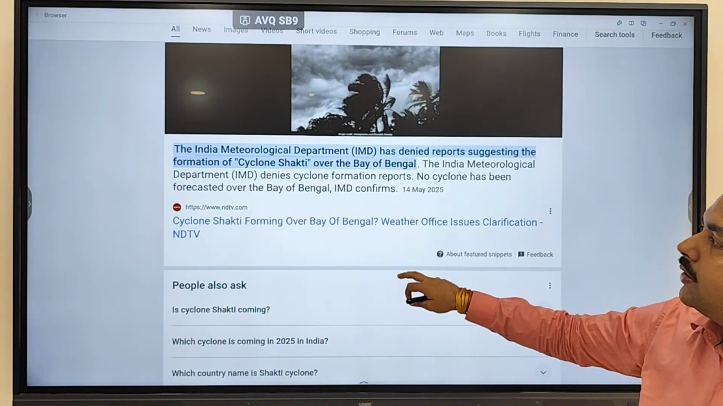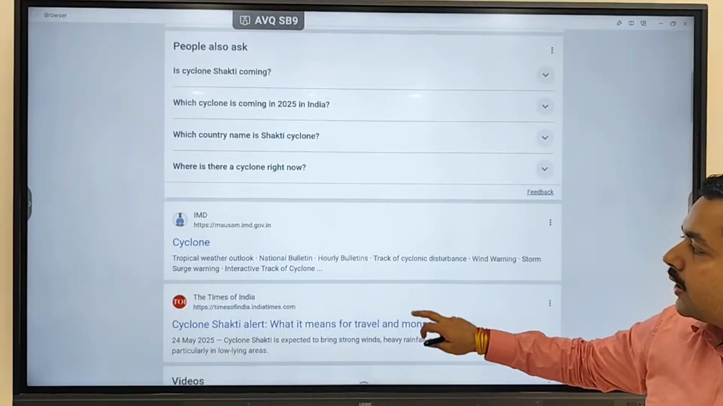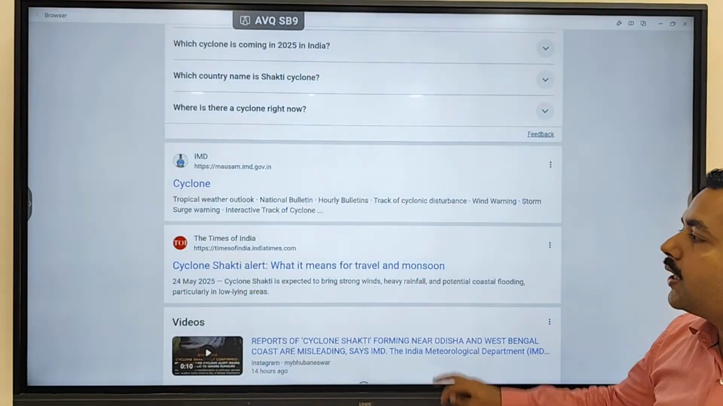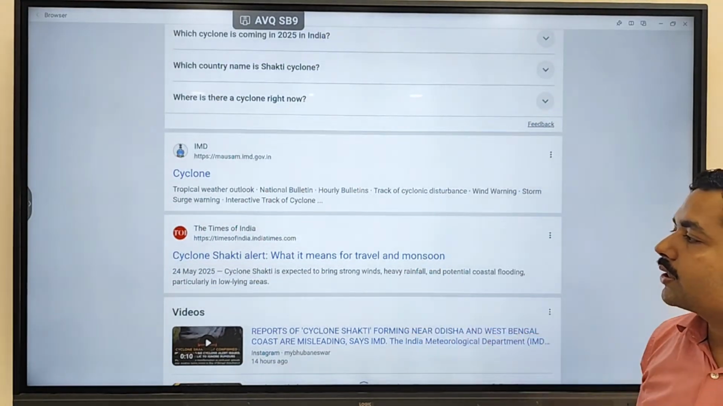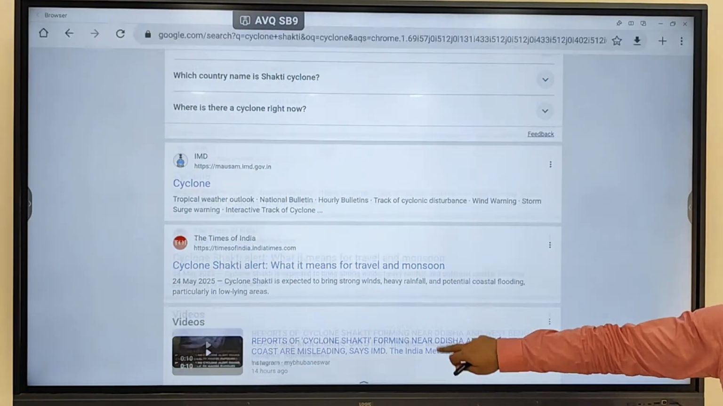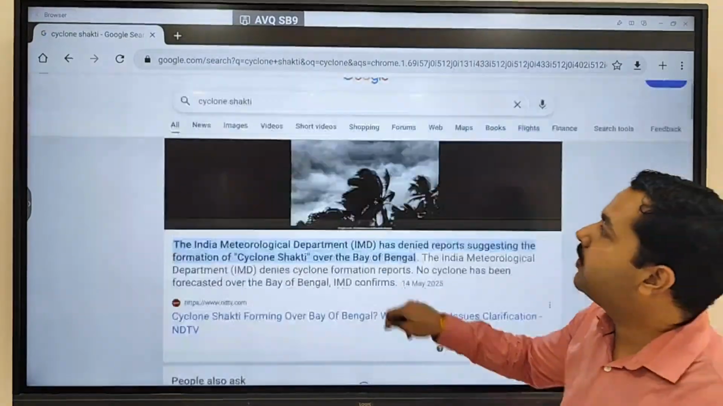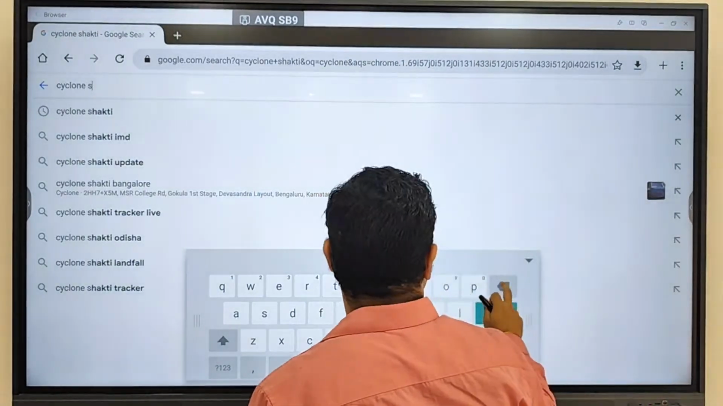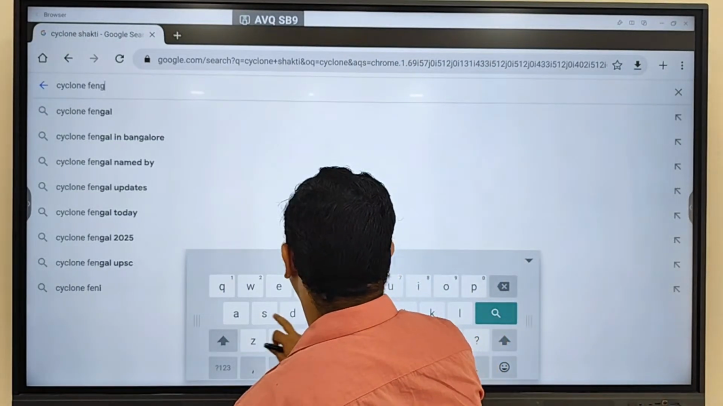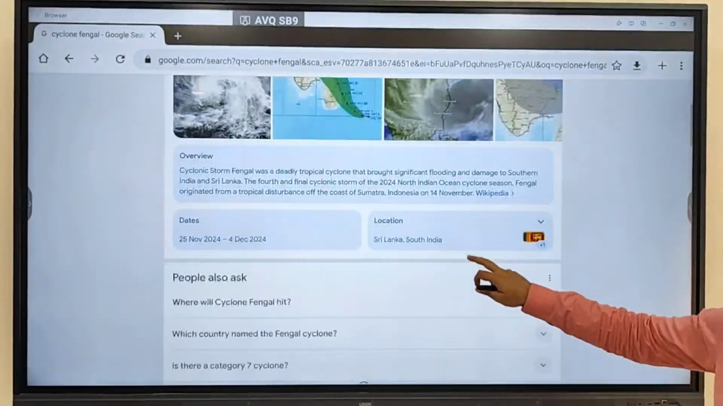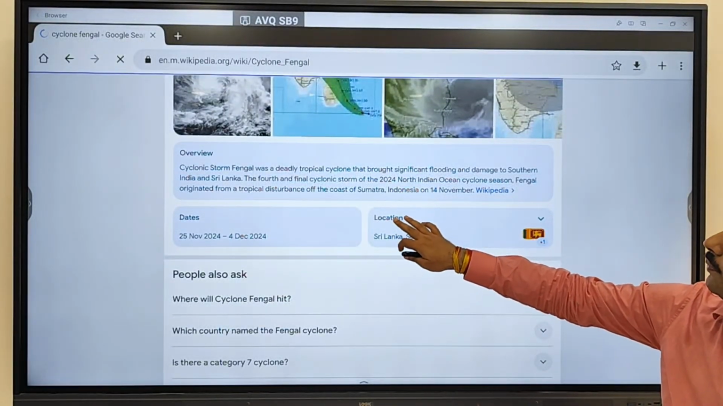Which region has it impacted? In India, Cyclone Shakti has impacted the Kolkata and Odisha regions, the West Bengal portion and Odisha portion. So this is the latest cyclone that has occurred, Cyclone Shakti. Previous to this, Cyclone Fengal occurred. We discussed that Cyclone Fengal occurred last year in the month of November, December. So you can see this has occurred in 2024 in the month of what?